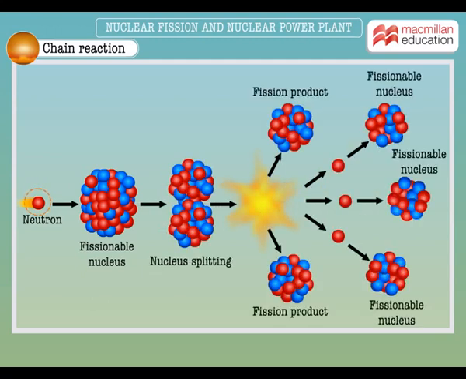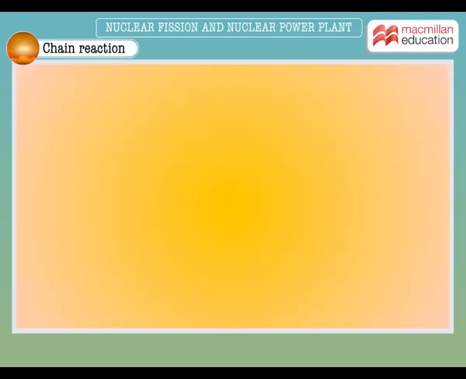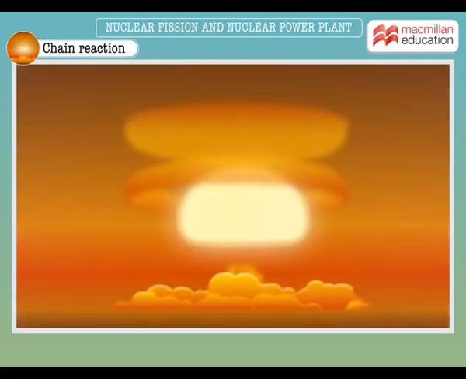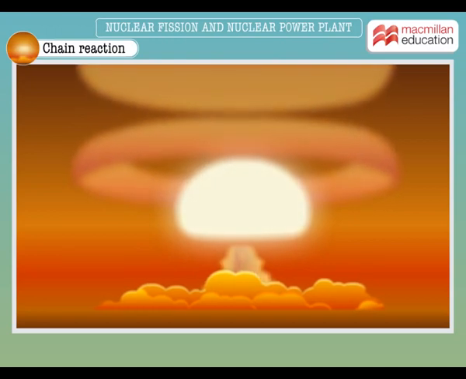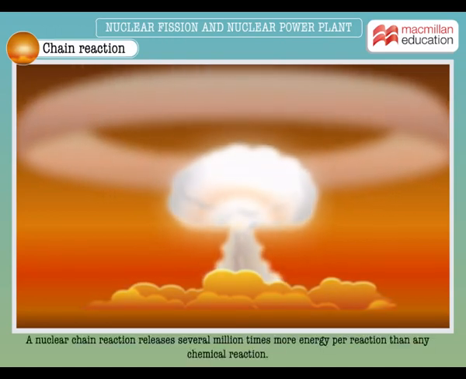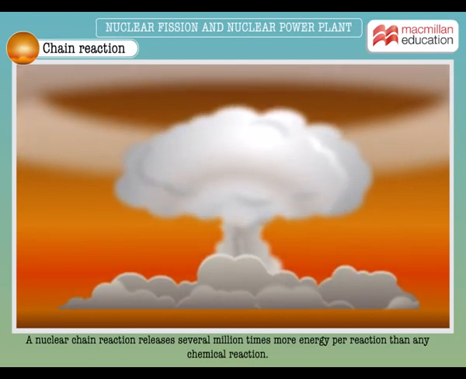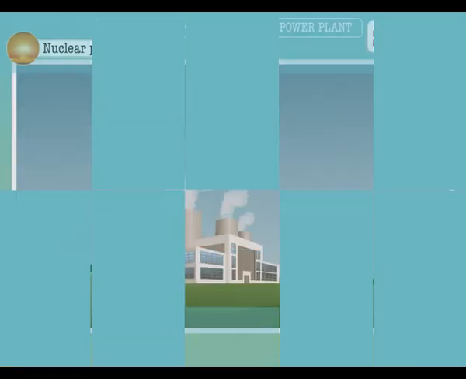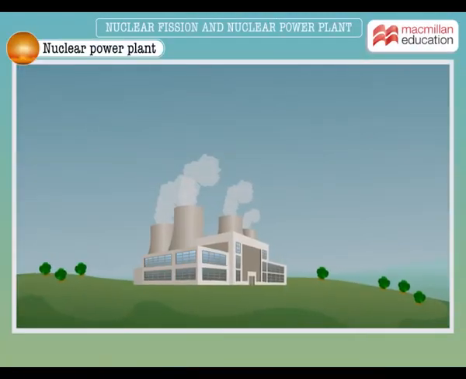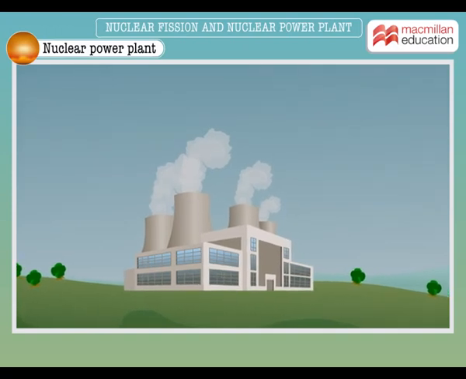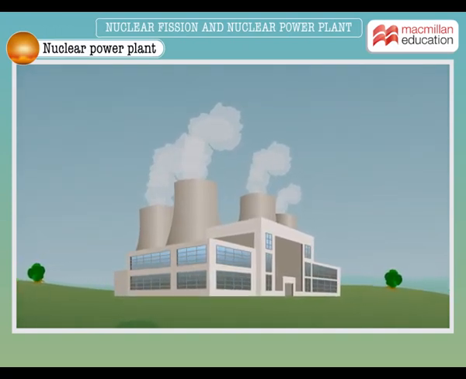A nuclear chain reaction is a self-propagating reaction in which the particle that initiates the reaction is also a byproduct of the reaction. When allowed to go uncontrolled, a nuclear reaction can be hazardously explosive as in an atom bomb. A nuclear chain reaction releases several million times more energy per reaction than any chemical reaction. We are going to understand how a controlled chain reaction can be made to generate electricity in a nuclear power plant.